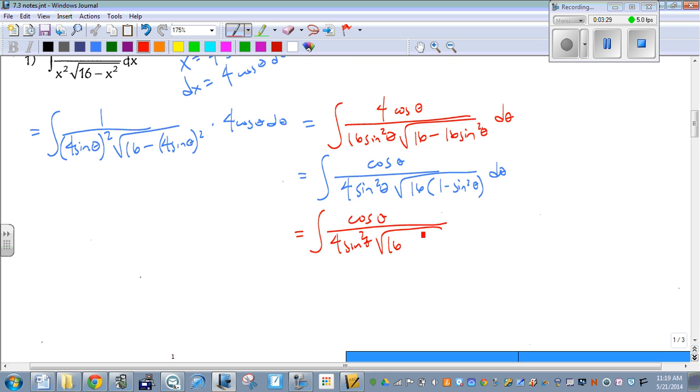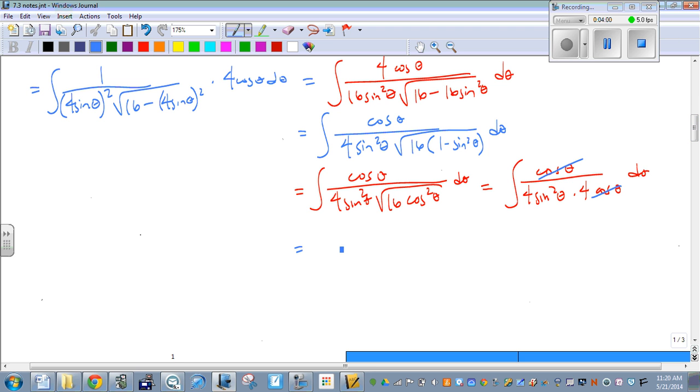So we get 16, and 1 minus sine squared of theta is just cosine squared of theta. So we can simplify that square root. Square root of 16 is just going to be 4. Square root of cosine squared is just cosine of theta. So those cosines, top and bottom, cancel out. And we're left with 1 over 16 times sine squared of theta, d theta.